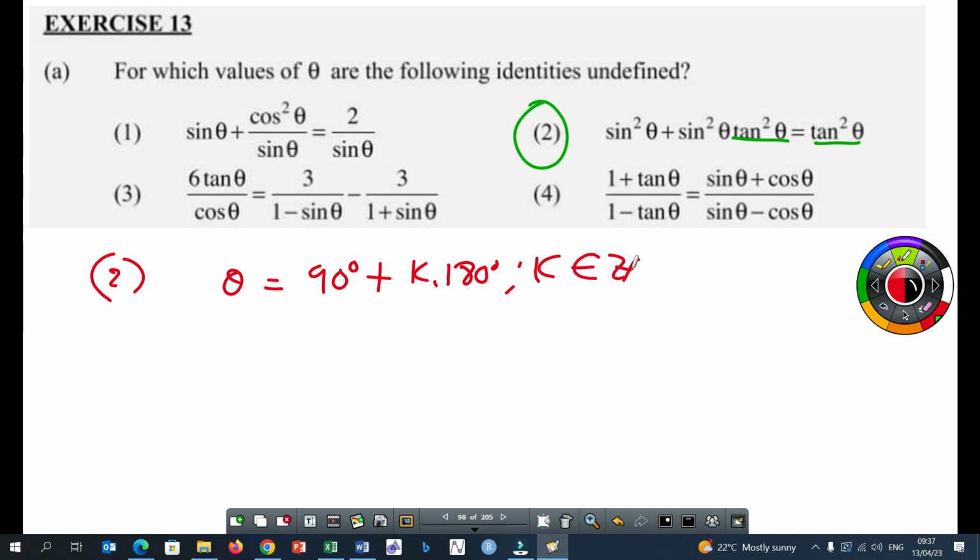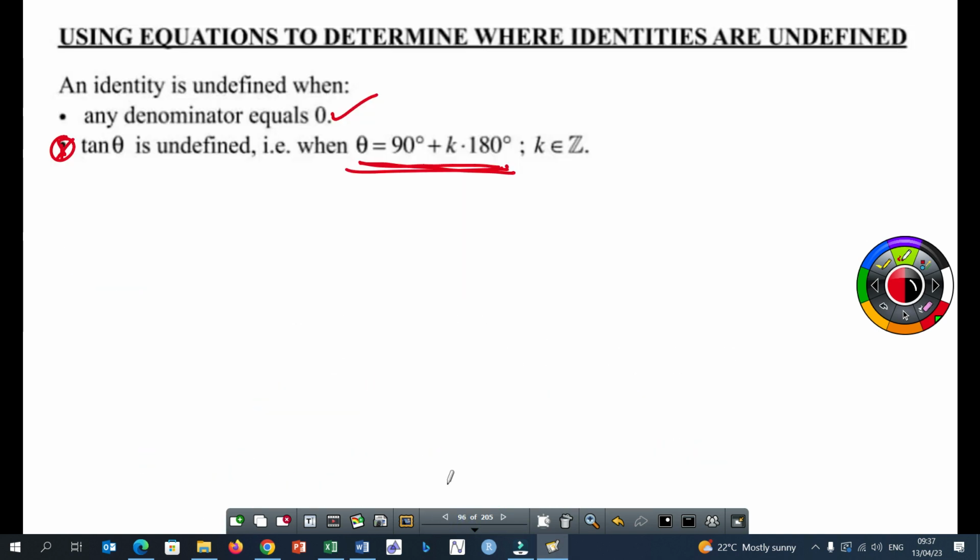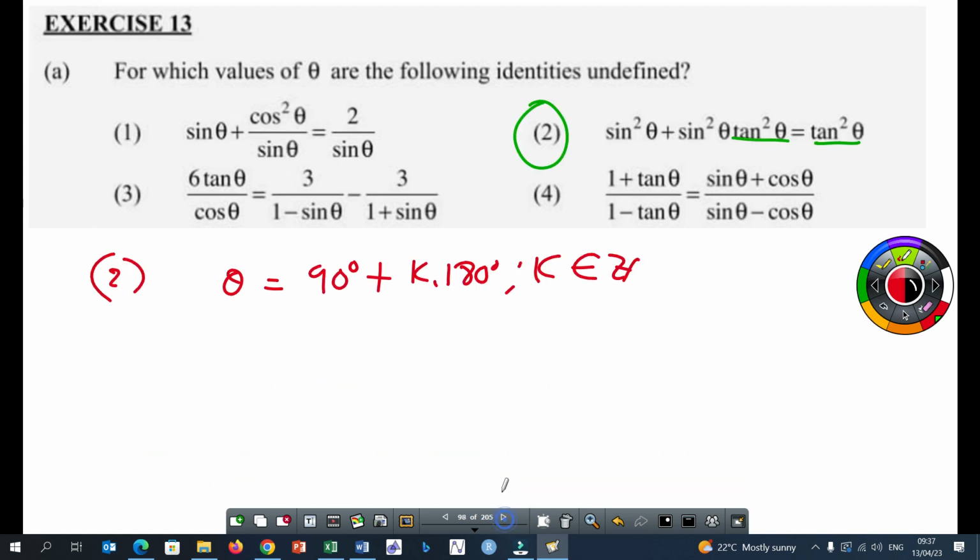And please take note of this. If you go back here, you have to specify that k is an integer. Don't forget to write that, because that's very, very important. Okay, so k is an integer. So this will be your solution. Okay? There is no denominator in this identity. Therefore, tan is the one which determines the values of theta that will make the identity undefined.